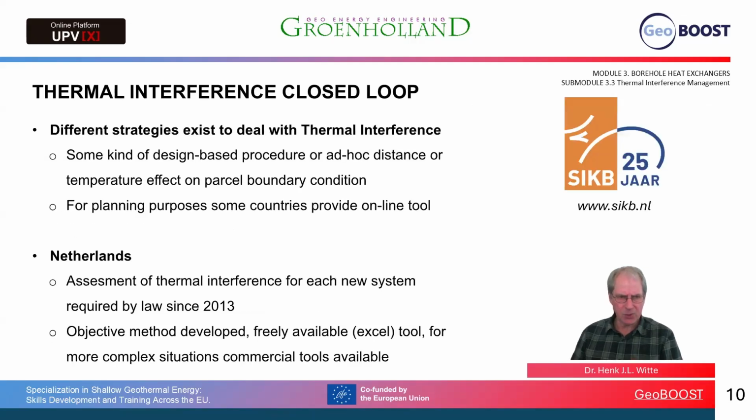There are several ways in which we can do this, and we find in literature different strategies to deal with these types of thermal interferences. For instance, a design-based procedure or ad hoc distance between systems. Let's put them 20 meters apart or 30 meters apart, and then we expect no interaction. Or we define a temperature effect on the plot boundary. For planning purposes, some countries provide an online tool to assist in the planning, usually based on some assumptions about energy demand profiles and design methodology.